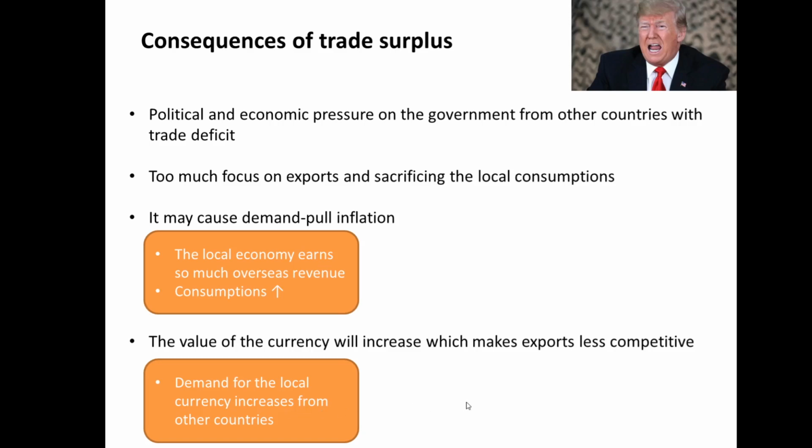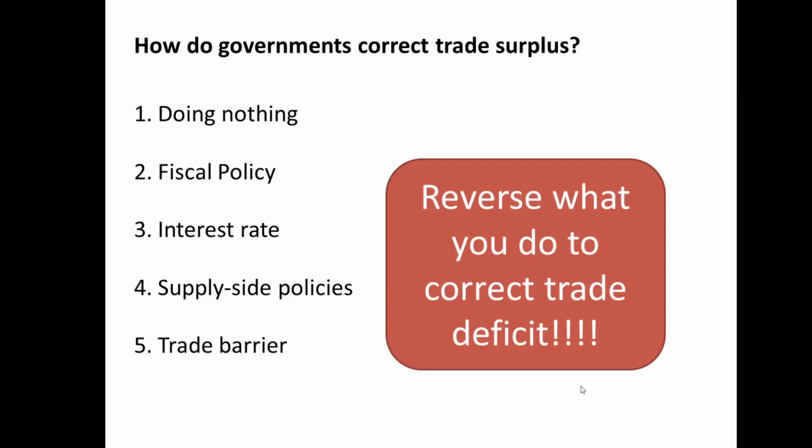So the demand for the local currency should decrease, because now it becomes more expensive for other countries. They don't want to get more of your currency, because when they want to buy your goods, they have to buy your currency first. So there's a typo, I'll change it.